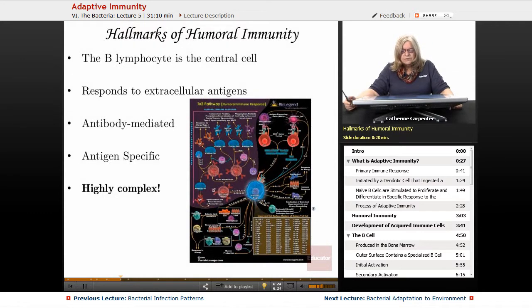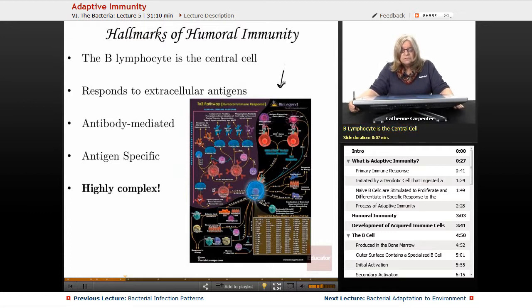So the hallmarks. Now this conglomerate here, we couldn't make it any bigger than it is. I'm not sure you would want to have it any bigger, because it shows the complexity of both innate immunity and acquired immunity, but most specifically, it shows the complexity of how these B cells actually interact with essentially all components of the immune system. So the B lymphocyte is the central cell.